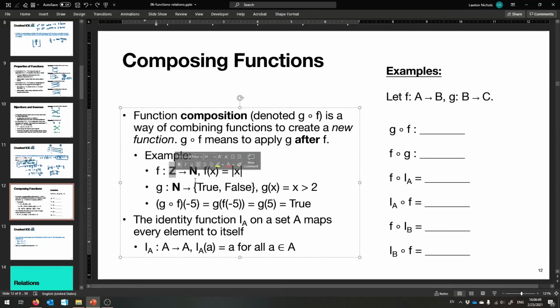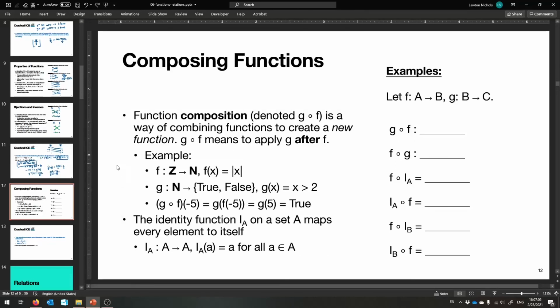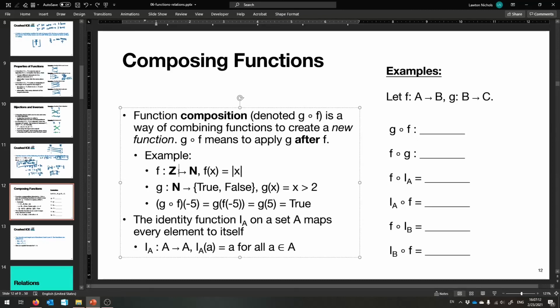F maps integers to natural numbers because this is the absolute value function. So this is like, remember I was giving you an absolute value function before. It was mapping Z to Z, I said. But a more restrictive codomain would be the natural numbers. Yeah? Same function though. So f maps an integer to its absolute value, and g maps a natural number to true or false.